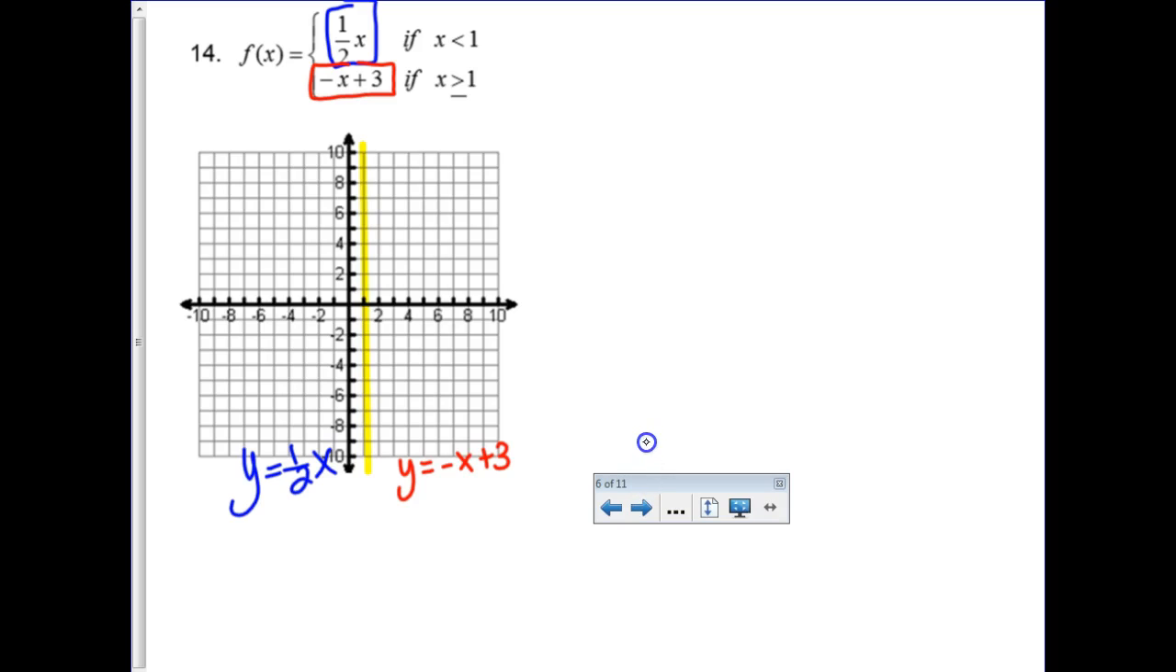Okay. Here's the fun part. We need some points. So I'm going to start with this blue function. And I'm going to want 3 ordered pairs that are chosen very in particular to the domain. You have to start on the boundary line. So I need 1 to be my first x value. Can you please give me 2 more x values that will work for my blue function? Has to be less than 1.